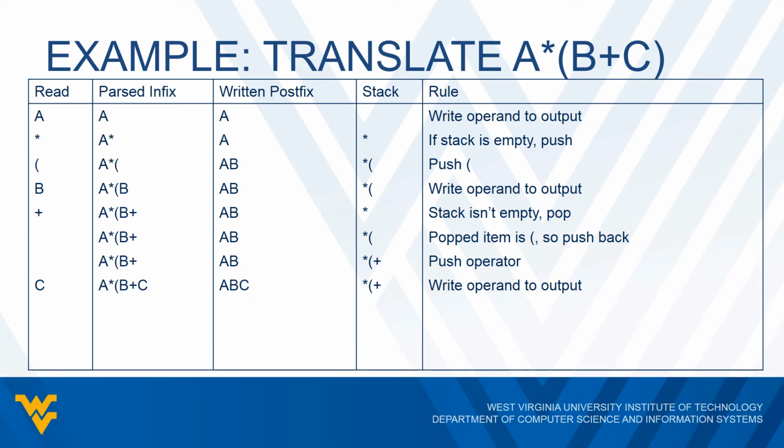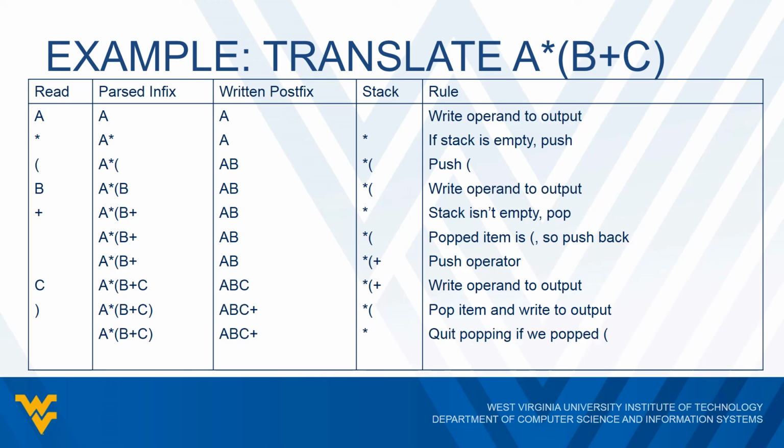We next read the C. So since that's an operand, we're going to write that onto our output. We then read a closed parenthesis. So according to our rules, we're going to pop whatever is on the stack and write it to our output. In this case, the top of the stack was the plus sign. We pop that and write it to our output. And then we would continue doing this until we read the open parenthesis. Now in this case, the next thing that we pop is the open parenthesis. So we would say we're done popping, we don't write anything else onto the output string. We're then at the end of our infix notation, so we're going to pop everything that's left over and output it to our string. In this case, we just have the multiplication symbol left, so we pop that and we write it to our output.